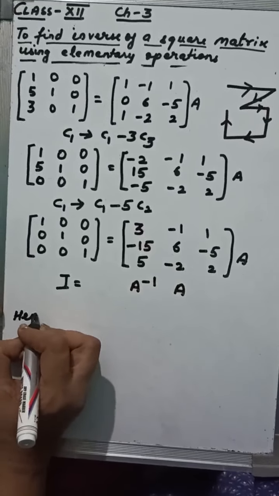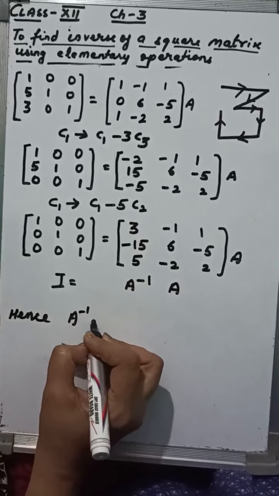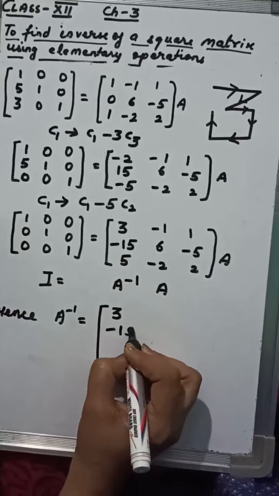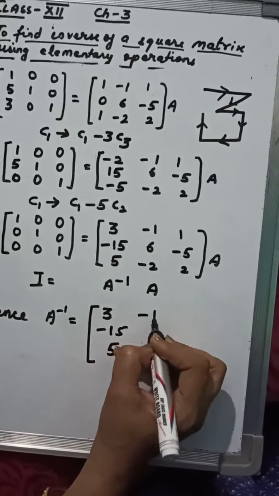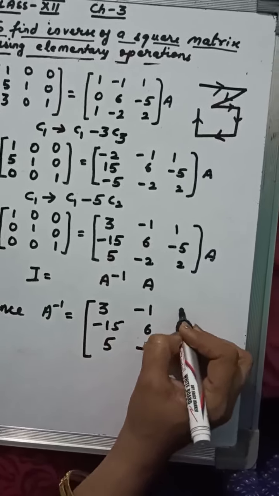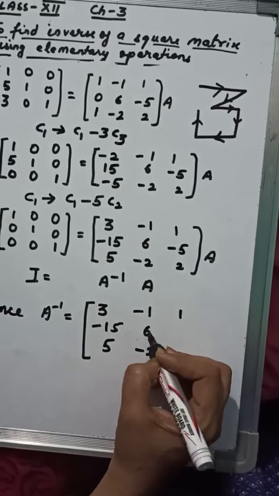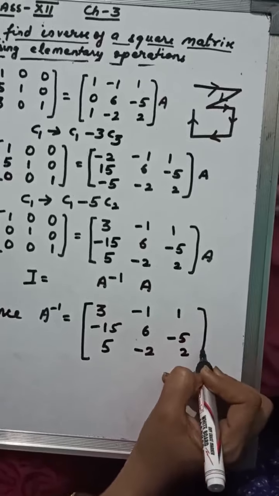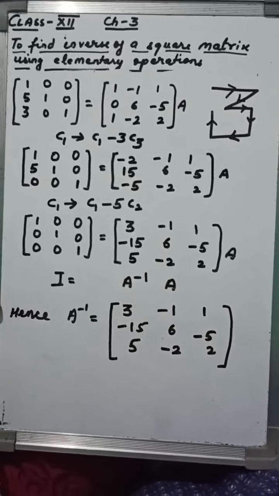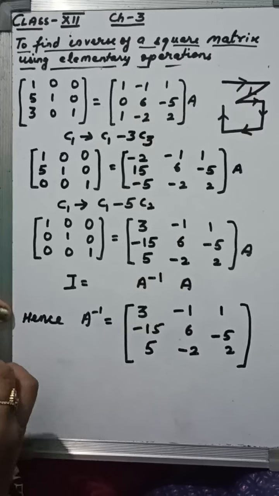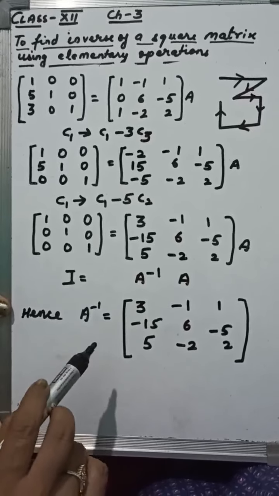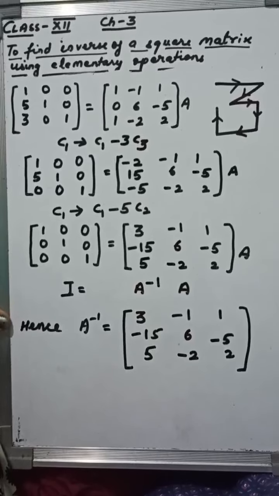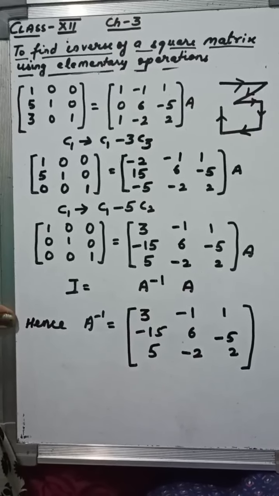So hence A inverse is 3, minus 15, 5, minus 1, 6, minus 2, 1, minus 5, 2. So this 3 cross 3 order matrix is the inverse of the given matrix. And if we want to check our answer, we can multiply this matrix with the given matrix A. The answer should be the 3 cross 3 order identity matrix.